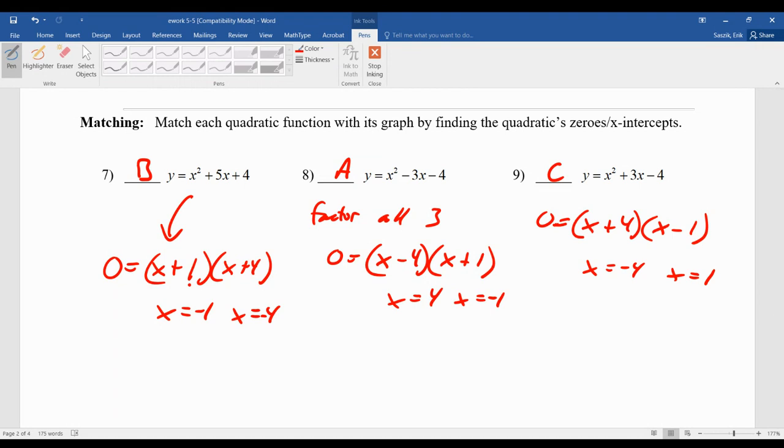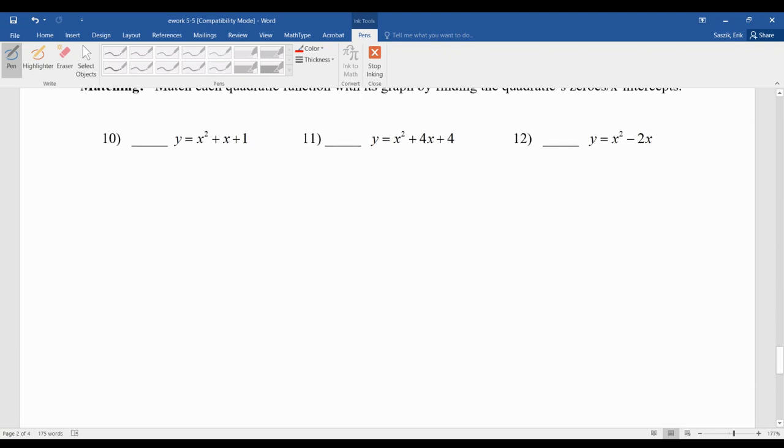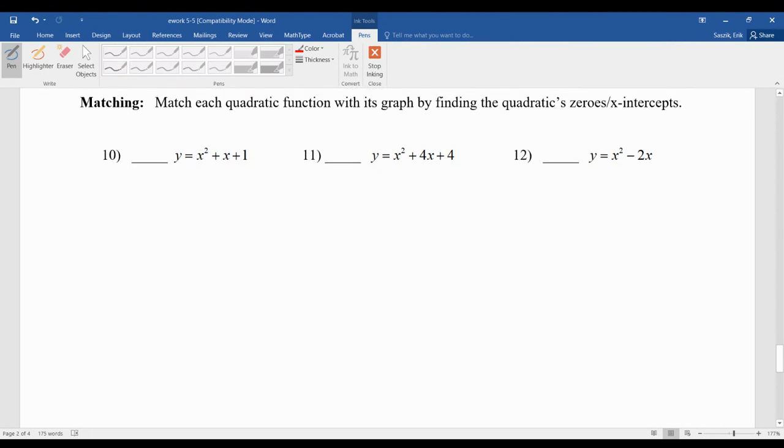All right. Now the ones on the back are the same idea. You just have a different thing to match on the back. Match each quadratic function with its graph by finding the quadratic zeros. Now, you might not be able to factor all these. Like this first one here, there's no factor pairs of 1 that are going to add or subtract to give you 1 here. So you're going to have to use the quadratic formula here. So picture the y as a 0.